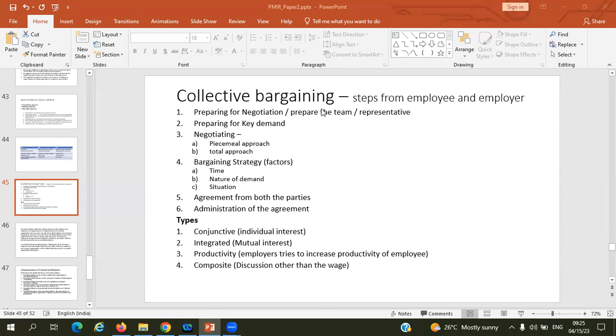So these are the steps: preparing the team, preparing the demand, negotiation, bargaining, agreement, and administration of the agreement. These are the steps for collective bargaining. Types of bargaining: conjunctive bargaining. What is conjunctive bargaining? Conjunctive bargaining is a little bit of selfishness.